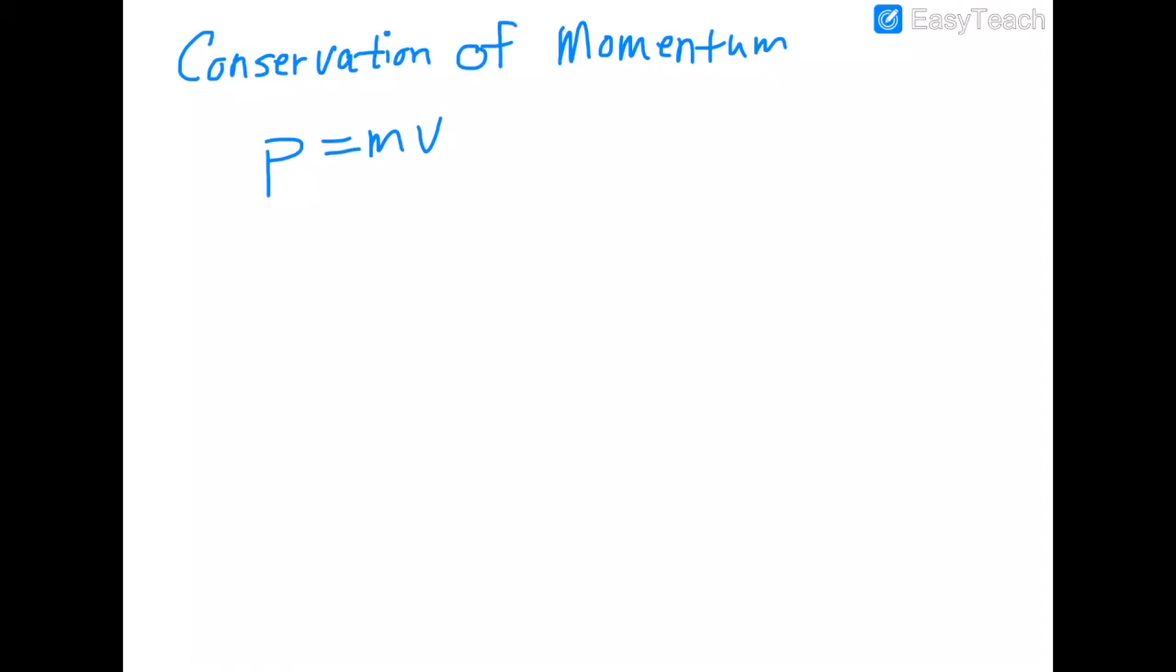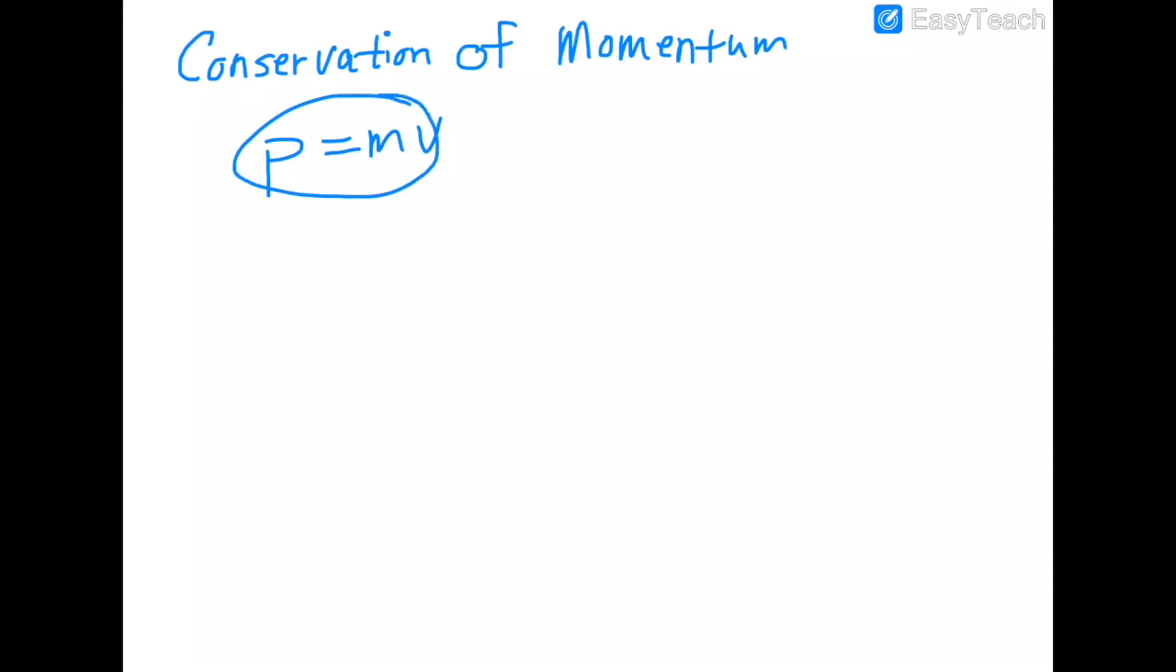So we have one item and it collides with another item, and then maybe one item stops and the other one starts going, or they both continue to go, or they go off at angles or whatever. When we're dealing with collisions, we have to do what we call conservation of momentum equations. And really all that's using is this equation.